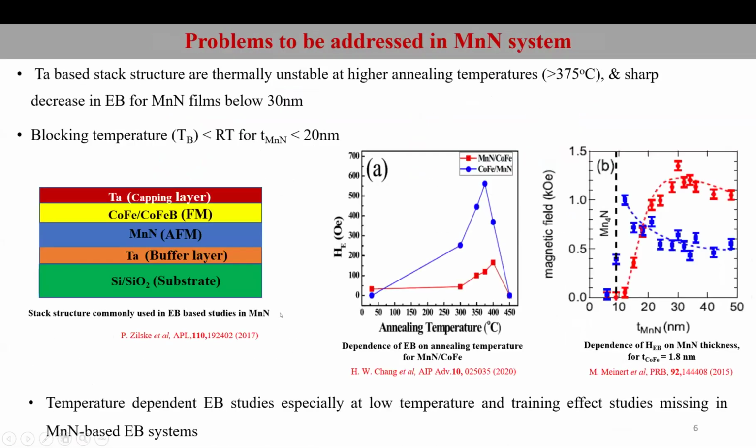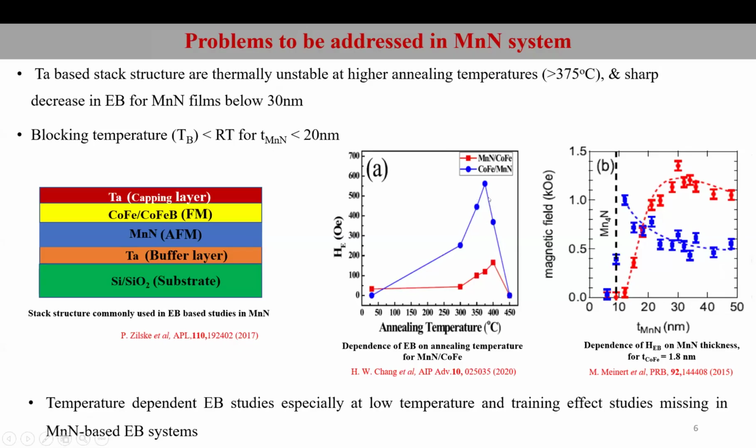So what are the issues? Despite showing a lot of promise, there are certain issues which need to be addressed before MnN's incorporation in spintronic devices. Basically, most of the studies have been done on the tantalum buffer layer, which gives 002 orientation to exhibit large exchange bias. However, these have been shown to be thermally unstable.